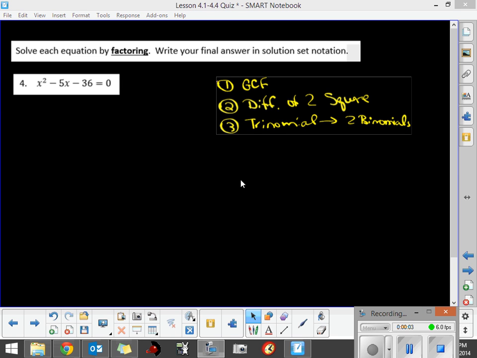Number 4, we're still solving by factoring. So what I want to do is go through my factorization process. Are there any greatest common factors in all three of these terms? Is there anything that goes into x squared and the negative 5x and negative 36?